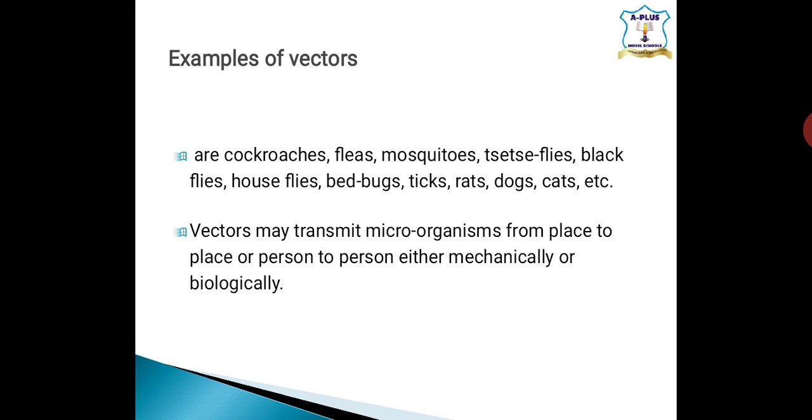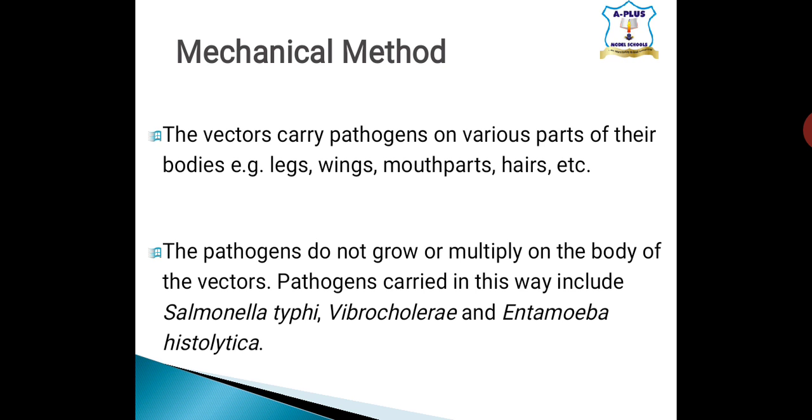Have you ever heard that a mosquito is having malaria? No. It's because the plasmodium does not multiply on the mosquito until it bites you. When it bites you and it is transferred into your body system, that is when it will start multiplying and cause malaria. So, vectors may transmit microorganisms from place to place or person to person, either mechanically or biologically. That means they can be transmitted mechanically or what? Biologically. Let's see how they can transmit mechanically.